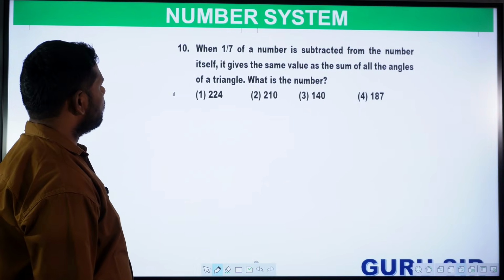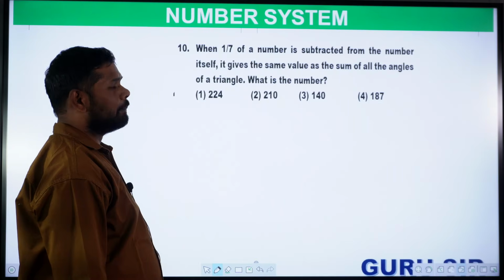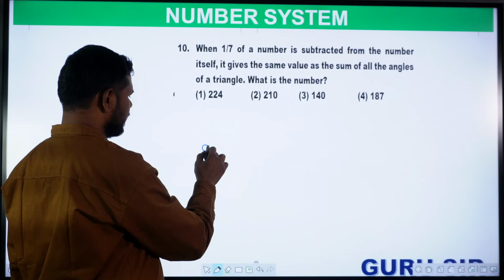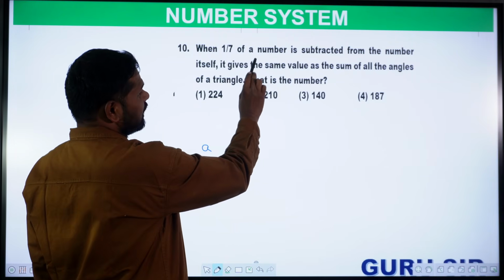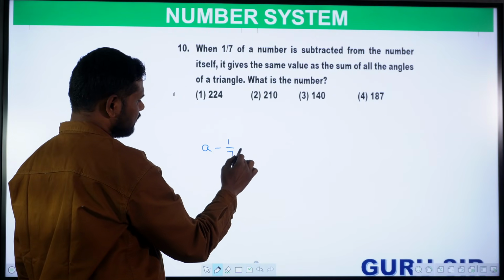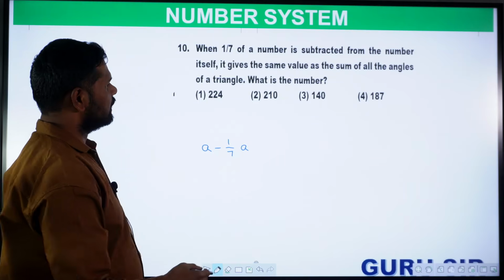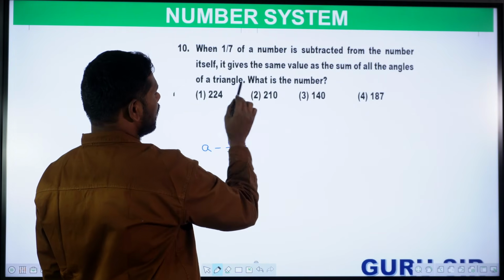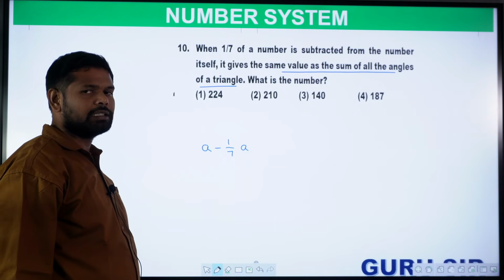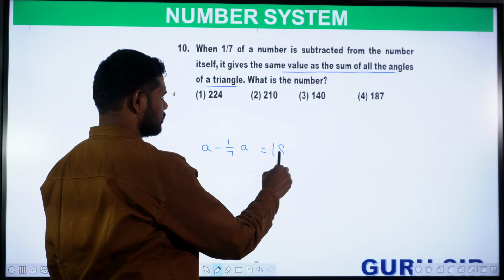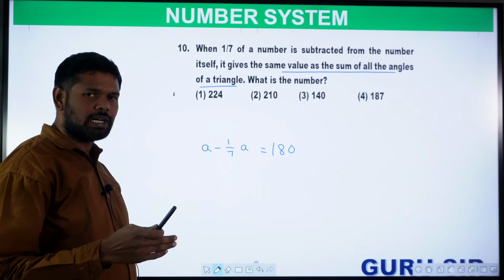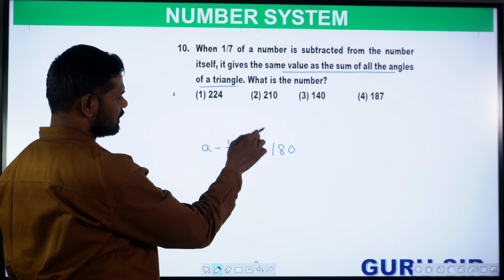When 1 by 7th of a number is subtracted from the number itself. Suppose the number is a, and 1 by 7th of the number is subtracted from the number itself. From this number we subtracted 1 by 7th of that number itself. It gives the same value as the sum of all angles of a triangle. Sum of all angles of a triangle is how much? From school days onwards, you know the sum of all angles of a triangle is 180. Sum of all angles of a quadrilateral is 360 degrees. So the value is equal to 180.